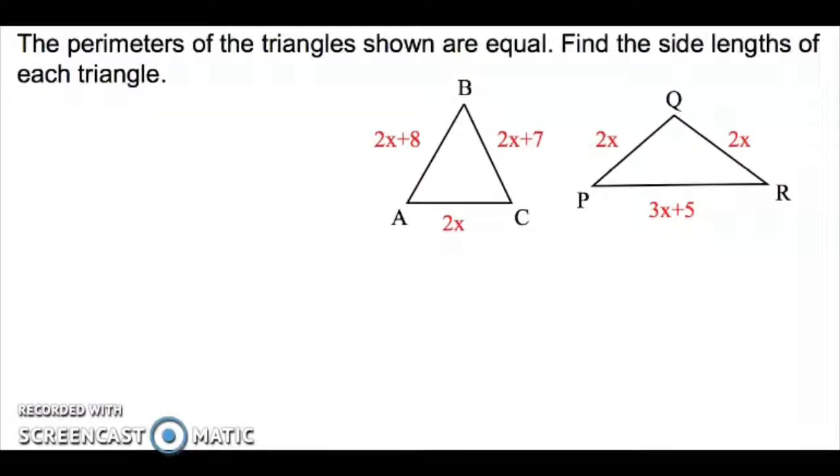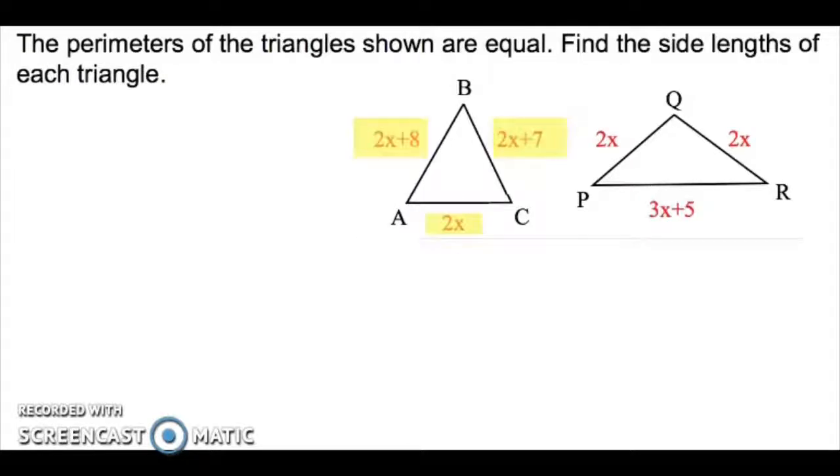The perimeters of the triangles shown are equal. Find the side lengths of each triangle. So what a perimeter is, is the distance completely around. So you would simply add up all the sides to find the perimeter of each triangle. So you add up these three sides to find the perimeter of triangle A, B, and C. Add these three sides to find the perimeter of triangle P, Q, and R.